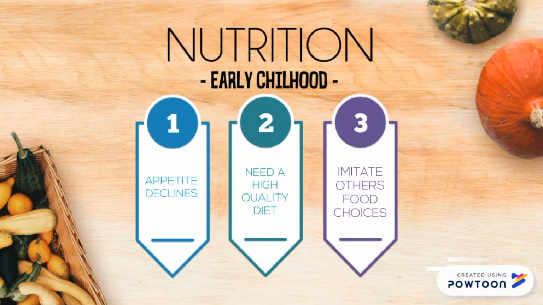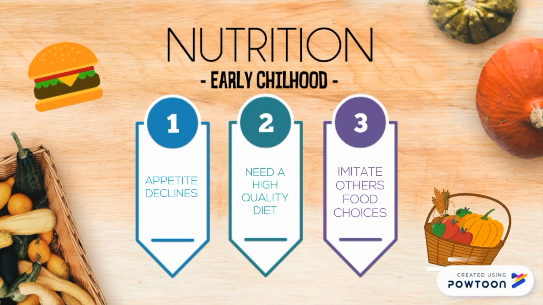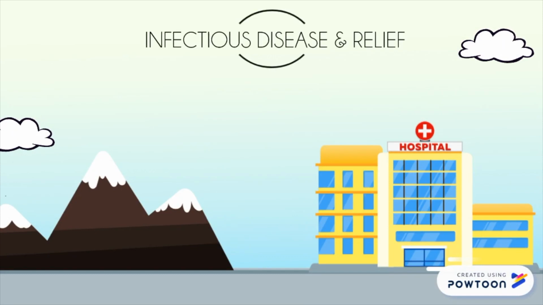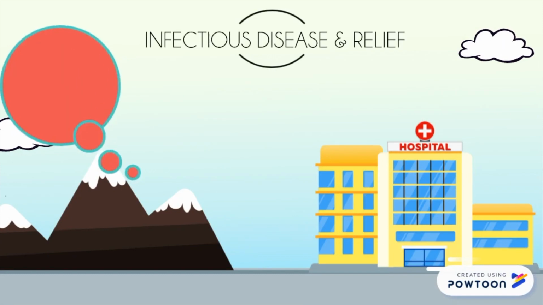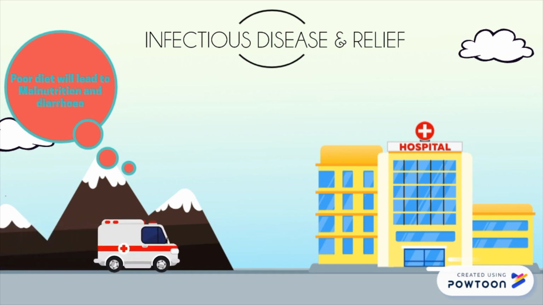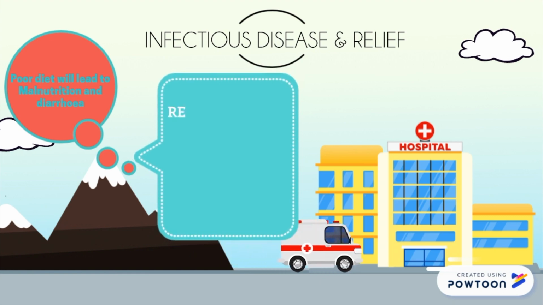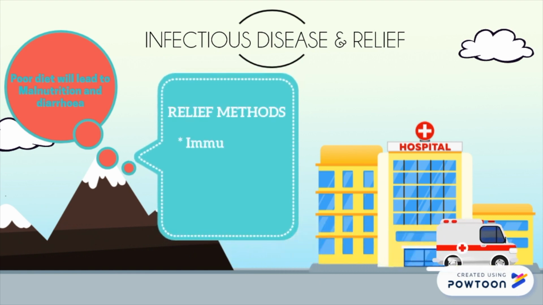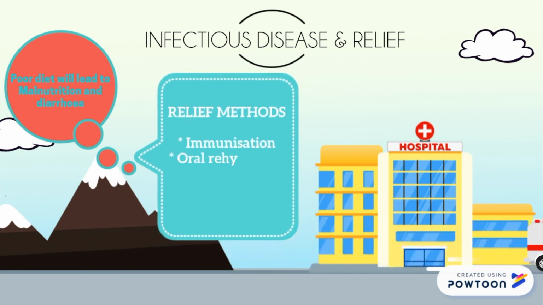Nutrition is a crucial part in a child's physical development. Infectious disease and relief: poor diet will lead to malnutrition and diarrhea. The relief methods are immunization, oral rehydration therapy, and zinc supplements.